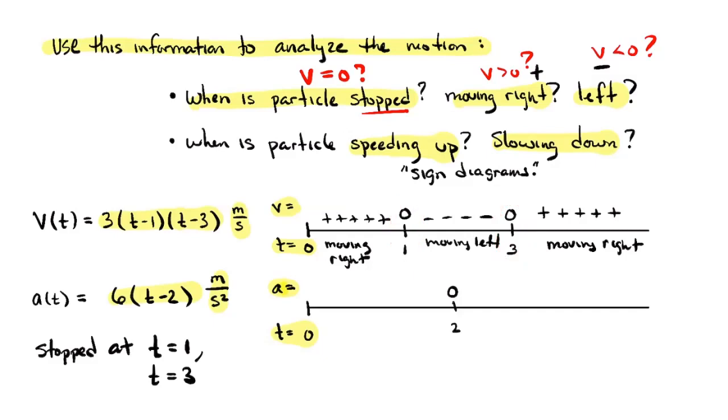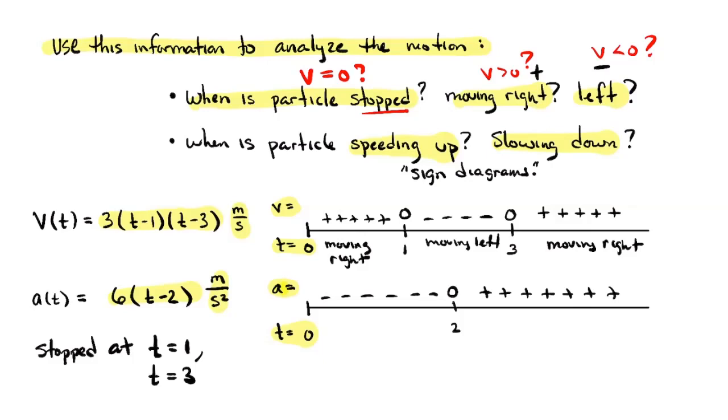So the particle is moving right for the first second, then it stops. Then it started moving left for 2 seconds until time got to 3 when it stopped again. And then it started moving right and it stays moving right forever. Cool. Let's fill in some signs on the acceleration number line. Same kind of thing. I'm looking at this function 6 times t minus 2. And if t is less than 2, that function is negative. If t is greater than 2, that function is positive.